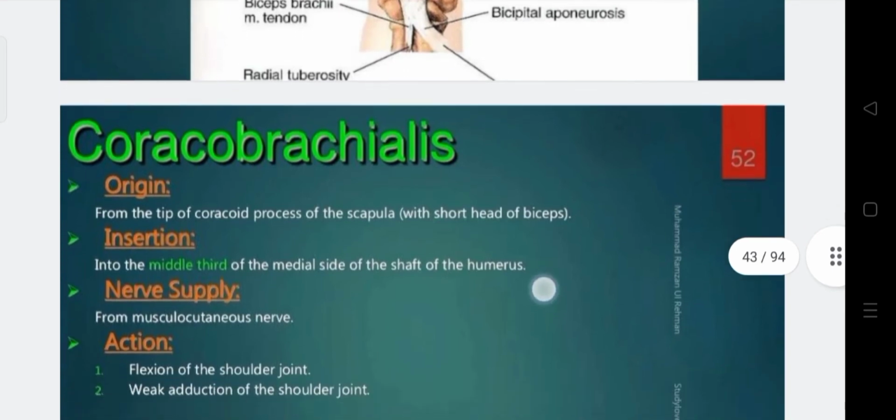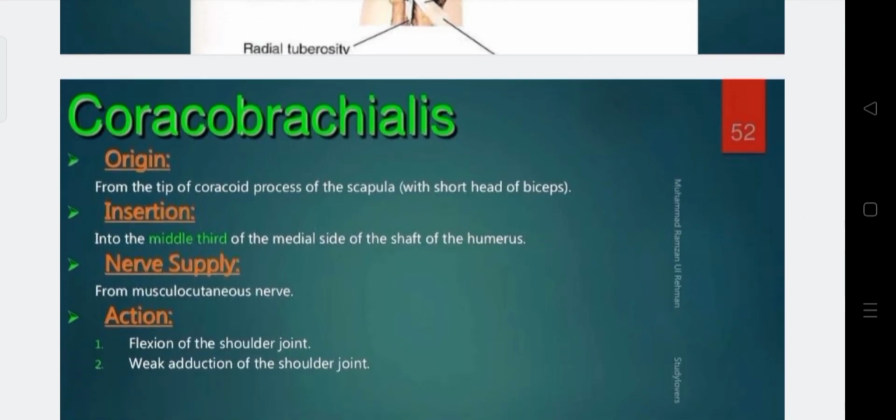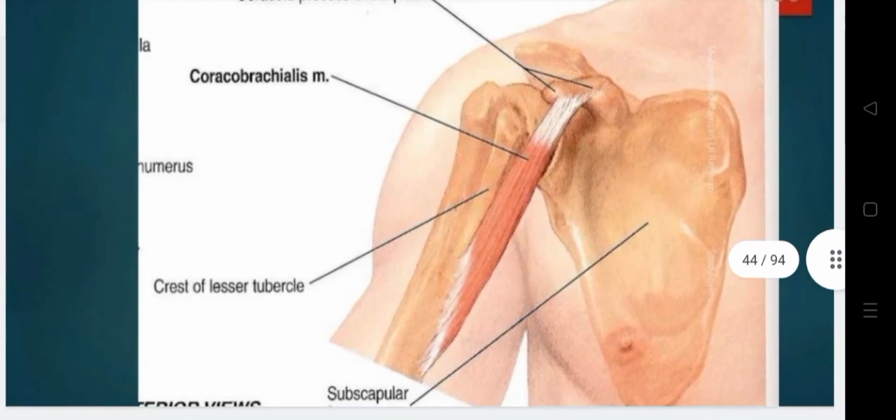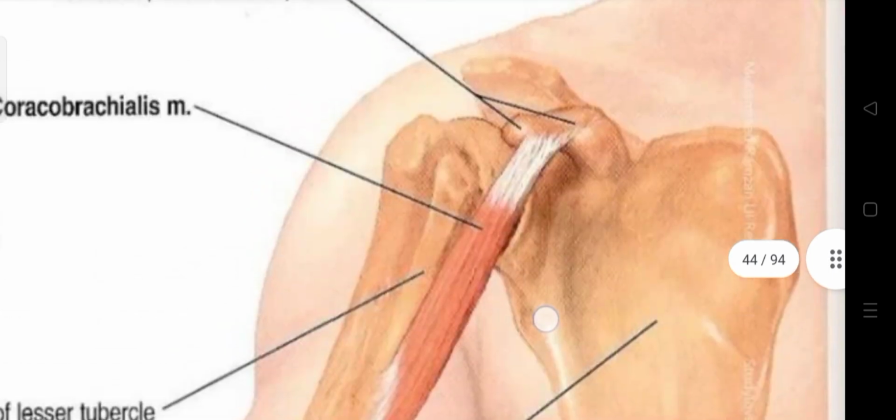Next is the coracobrachialis. It arises from the tip of the coracoid process of the scapula with the short head of the biceps and is inserted in the middle third of the medial side of the shaft of the humerus, supplied by the musculocutaneous nerve, and it helps in the flexion of the shoulder joint and weak adduction of the shoulder joint also. Again, you don't need to accurately remember the action. All of them are flexors. So here is its close-up view. You can see easily in the zoomed-up view.